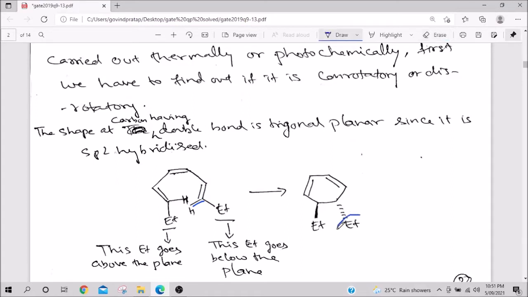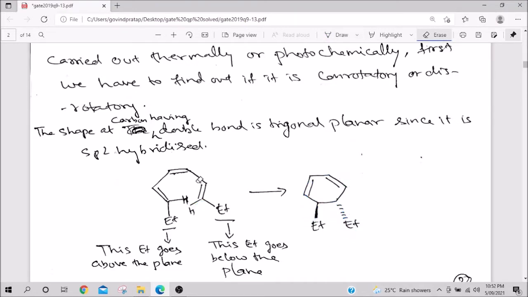here. So, imagine this ring is on the board, on the screen. What you are seeing is that H is coming outside the screen, this ET is behind the screen, and see here this ET is outside the screen, and H here which I have not drawn, but basically it is there, H is inside the screen. So, we have to find out how do we rotate it so that we get this product.